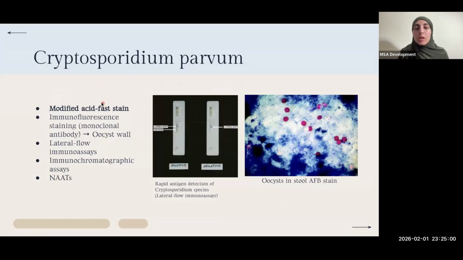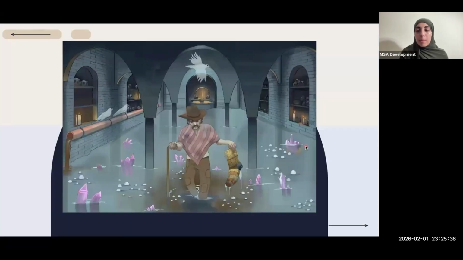How do you diagnose it? You use a modified acid-fast stain. This is acid-fast stain, okay? And these are the oocysts in the acid-fast stain. You can also use immunofluorescence staining. You're using monoclonal antibodies against the oocyst wall to detect them. You can use lateral flow immunoassay, which is this picture over here, to basically detect the antigen of Cryptosporidium species. And you can use something called immunochromatographic assays or NATs. But remember the modified acid-fast stain, and remember this picture for Cryptosporidium.